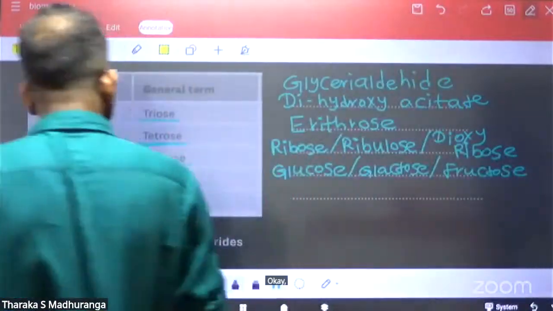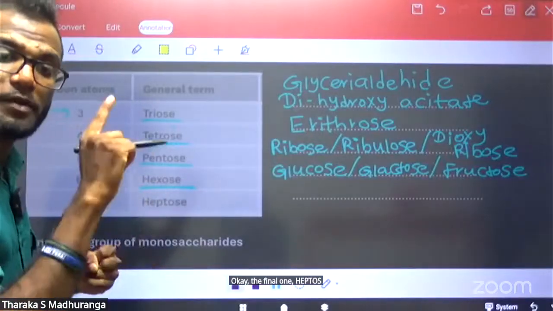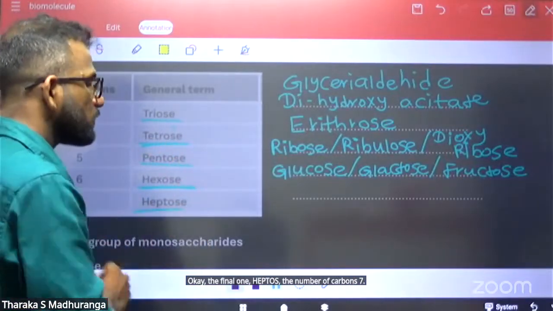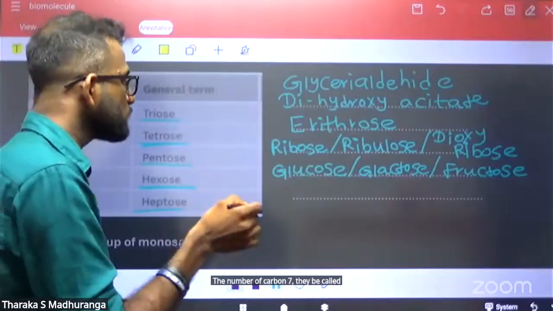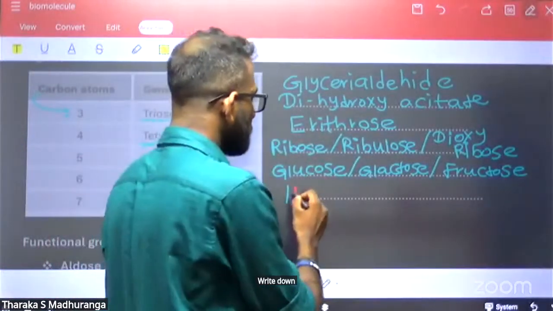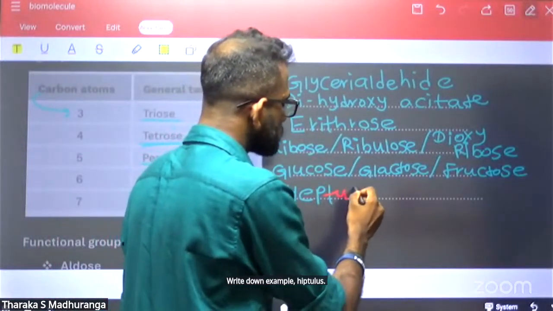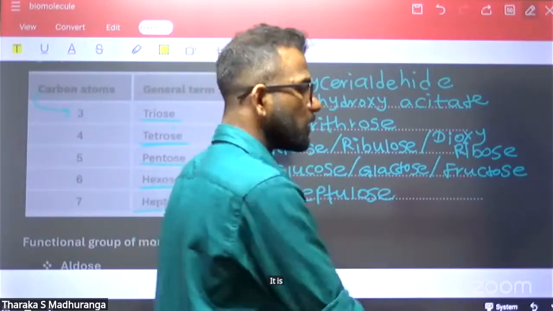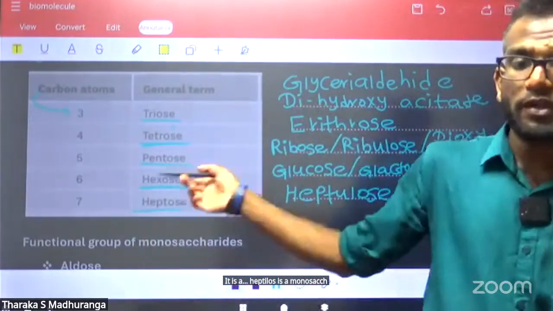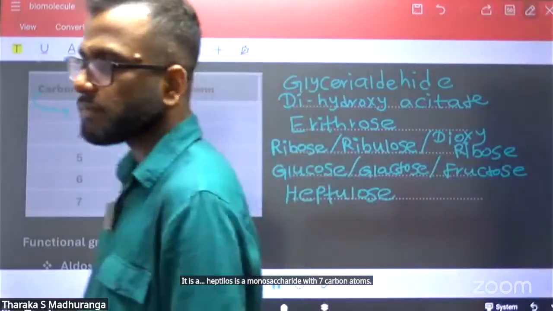Okay, the final one, heptose, the number of carbon 7. We call it heptose. Write down the example: heptulose. Heptulose is a monosaccharide with 7 carbon atoms, so it is a heptose.